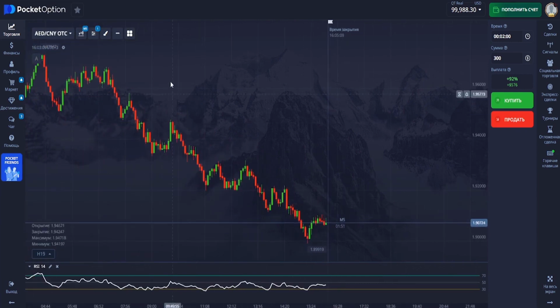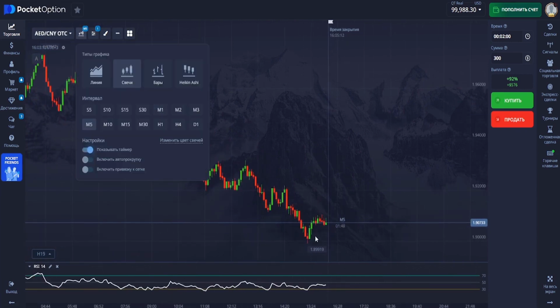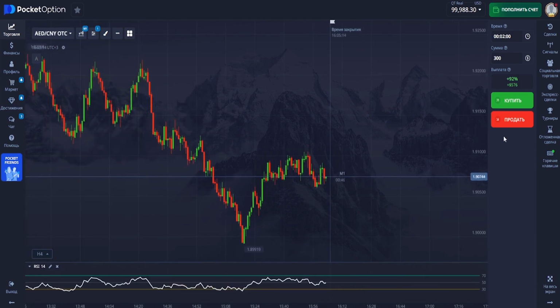And the first situation looks good, a downward movement and a new high point is starting to form. You can also see this on the candlesticks. Let's go ahead and place a $300 trade for 2 minutes on a decline.